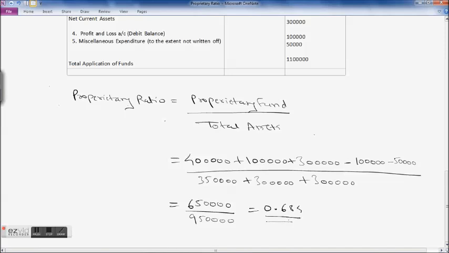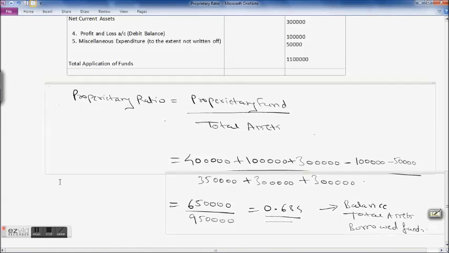So it comes to 0.684. Your proprietary fund is 0.684 times of your total asset. So your proprietary fund is able to cover your total asset to the extent of 68.4%. So what does that mean? The balance total assets are covered by your loan fund or borrowed funds. So this is how you calculate your proprietary ratio.